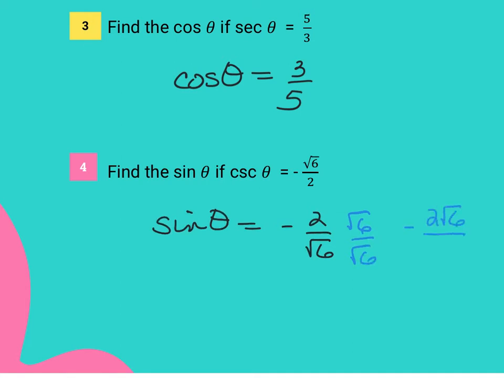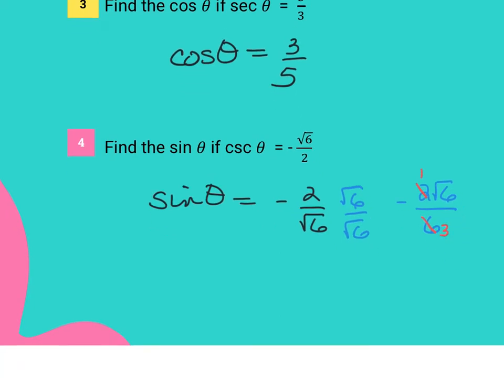I get 2 square root 6 over 6, and I can simplify this. Make this a 1, make this a 3. So the final answer here is negative square root 6 over 3. My original ratio was negative, so my answer is too. Its reciprocal will also be negative.